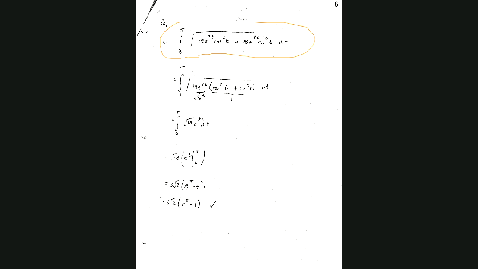Well, look, we have here a common factor. Under the square root, we have an 18e^(2t). So we can certainly factor that. And if we factor it, we're going to get 18e^(2t) times cos² t plus sin² t, but that just equals 1. And incidentally, e^(2t) can be written as e^t times e^t, and the square root of that would be then e^t.